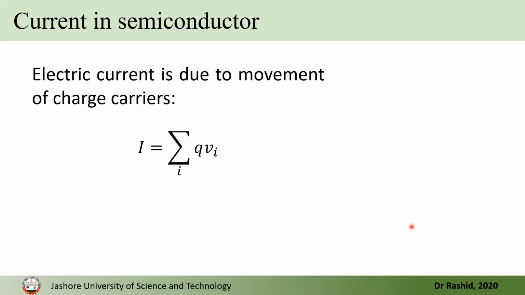Today we shall talk about the current in semiconductor. The current is because of the movement of charge carriers. Suppose we have a number of charge carriers, each has charge q and they are in motion. The velocity of the carriers may be different to each other. Now if we multiply the charge with the velocity of the charge carriers and we sum over all the charge carriers, then we will have the electric current.